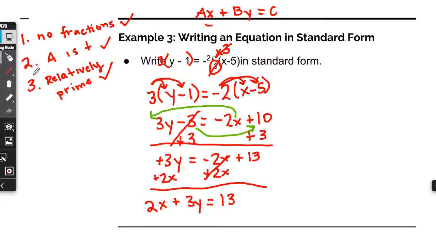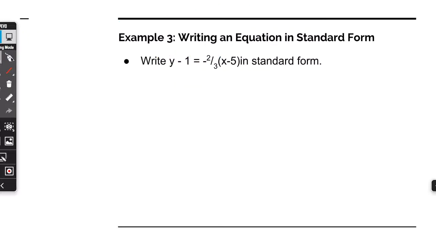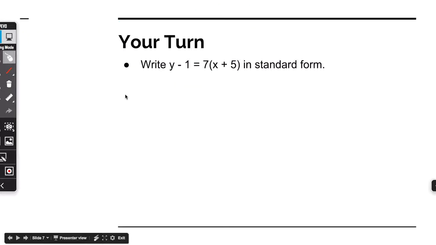So now let's move to our your turn question. Pause the video, try to work through this your turn question and see if you can get it in standard form.